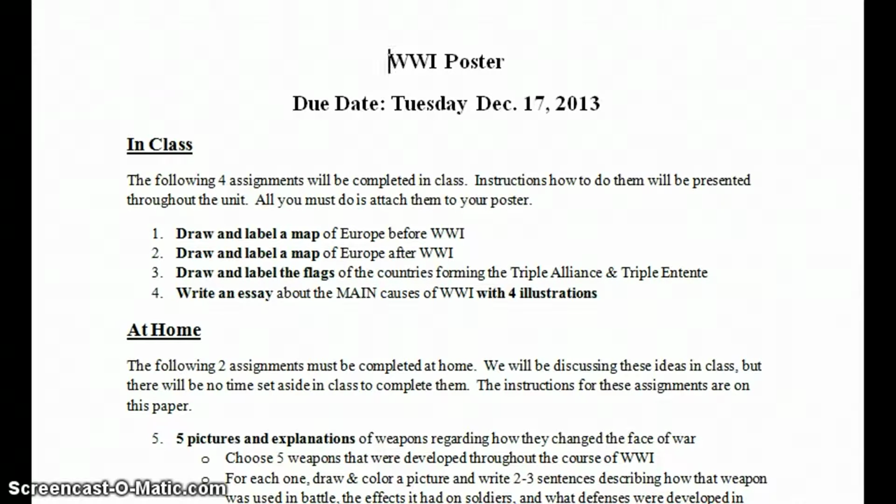For the parts that we're doing in class, we're going to start off by drawing and labeling and coloring a map of Europe before the war even happened, what it looked like before the war started. We're also going to draw and label a map of Europe of what it looked like after the war happened. It changes significantly. We're also going to draw and label the flags of the countries that formed the Triple Alliance and the Triple Entente. So you want to make those look nice.